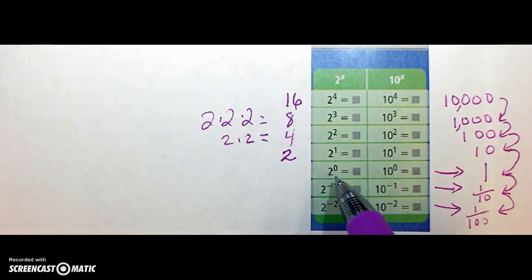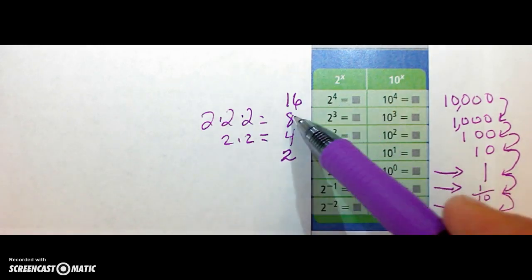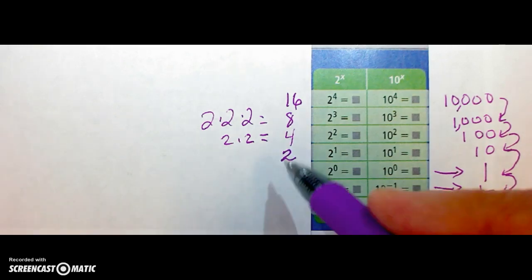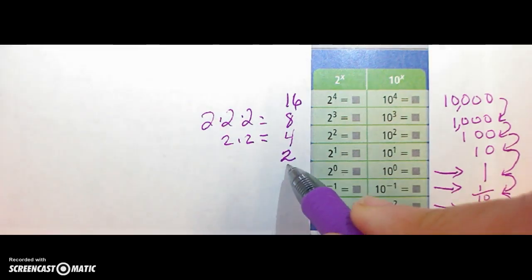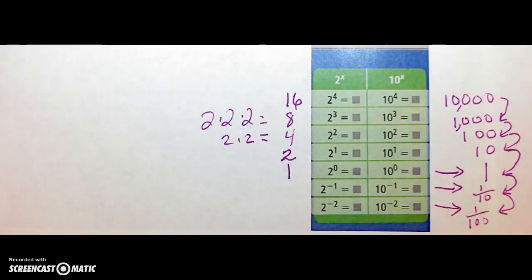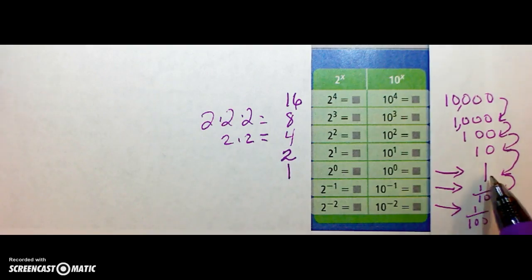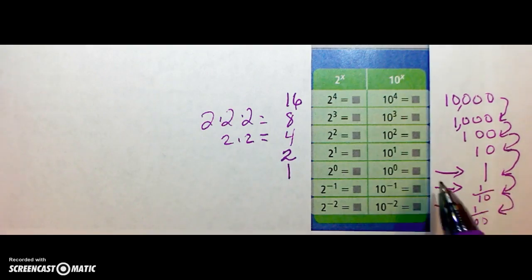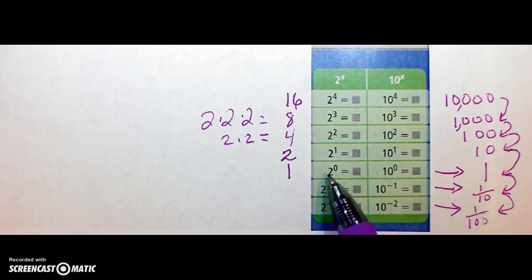But now we have the 2 to the 0 power. And if we look at our pattern here, we keep dividing by 2, dividing by 2. So if I divide by 2, I end up at 1. I ended up in the exact same place as over here. So it didn't matter, 10 to the 0 or 2 to the 0. We ended up at 1.